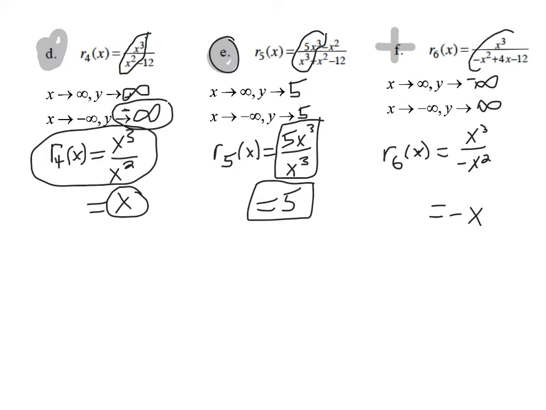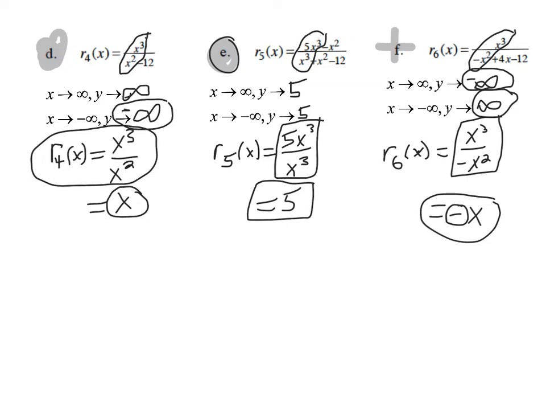if I take the most influential term in the numerator and denominator, I have x cubed over a negative x squared. That reduces to a negative x. So as x goes to positive infinity, this output is the opposite of positive infinity, or negative infinity. And as x goes to negative infinity, this is going to be the opposite of a negative infinity, which is positive infinity. Again, please verify this by making graphs.